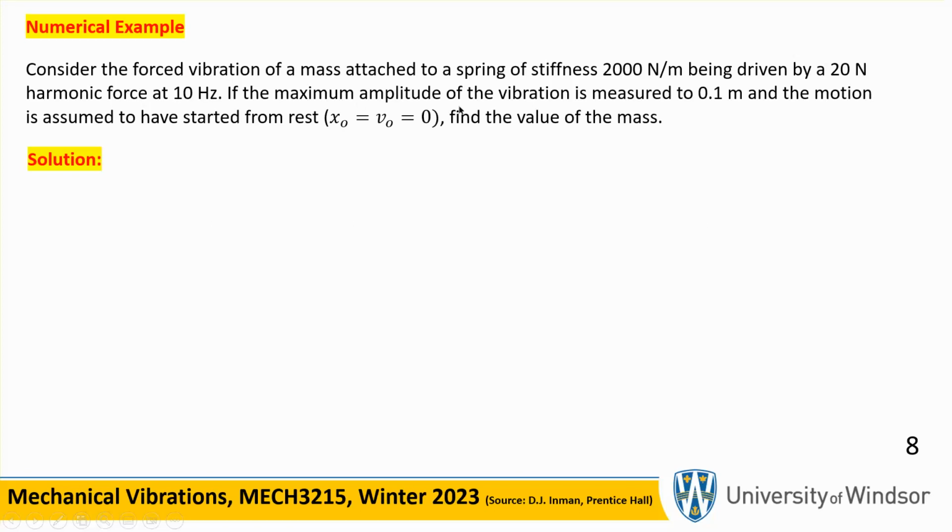What you want to know is the maximum amplitude. Now it says if the maximum amplitude of vibration is measured to be 0.1, this will turn out to be big X. You'll see why in a second. We want to find, if the maximum amplitude is 0.1 meter, and assuming that it starts from initial rest condition, okay, no velocity, no deviation from the equilibrium position, what you want to do is find the value of mass.